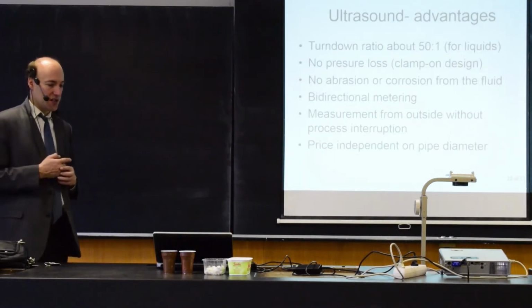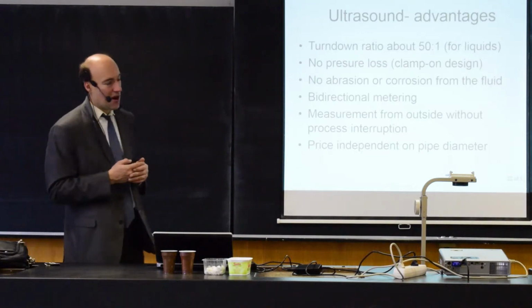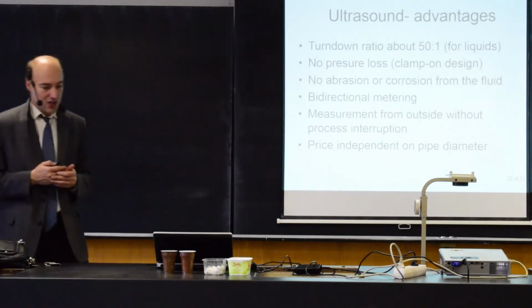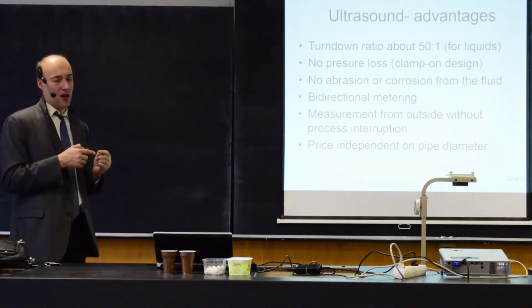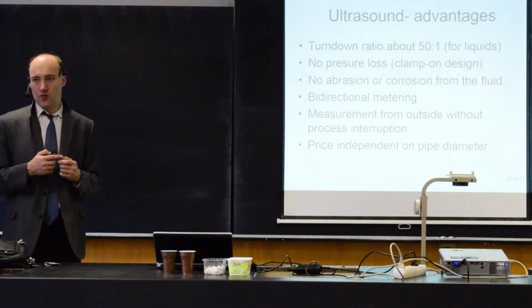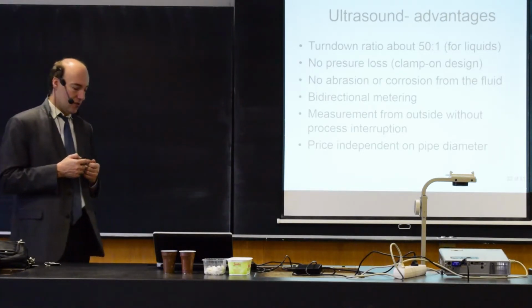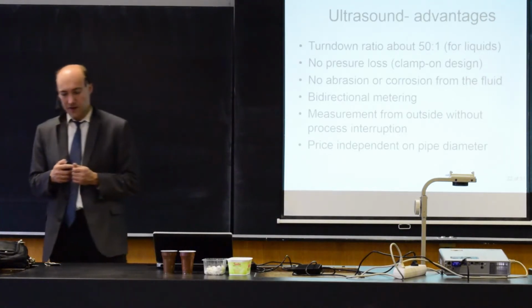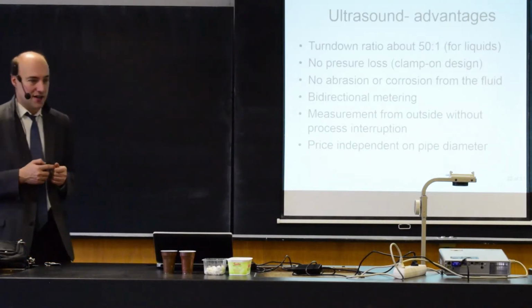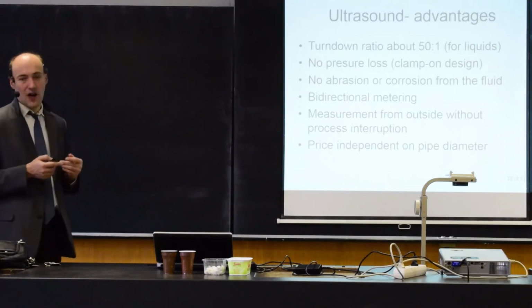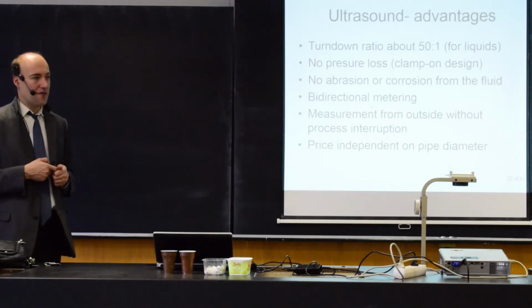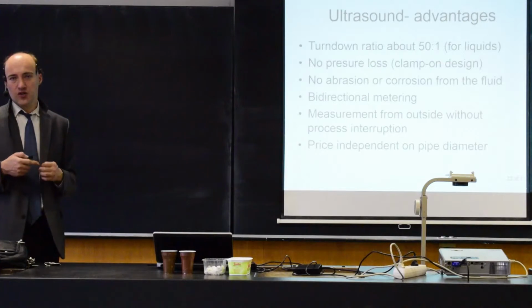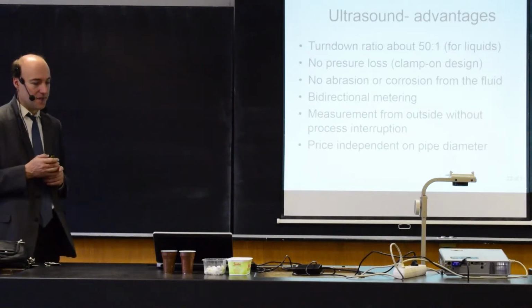Other advantages are that it has a large turn-down ratio, so it can measure both large and small flow rates. The ultrasonic sensor has the turn-down ratio roughly 50 to 1. The orifice plate had roughly 5 to 1. So we can have about 10 times larger range compared to the orifice plate.